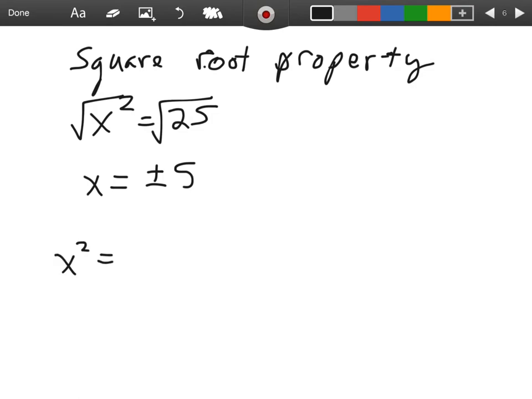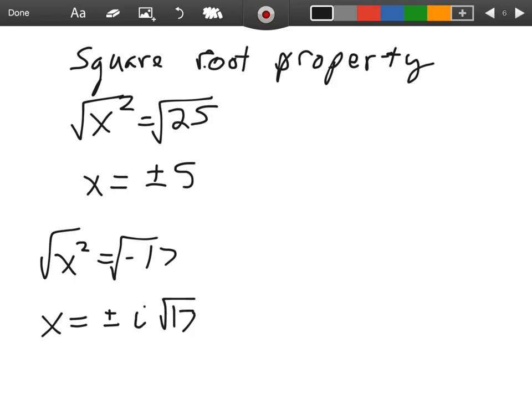Another example, x squared equals negative 17. Square root. We have a plus or minus. It's a negative, so we bring an i out. And that doesn't simplify. So it's just plus or minus i square root of 17.